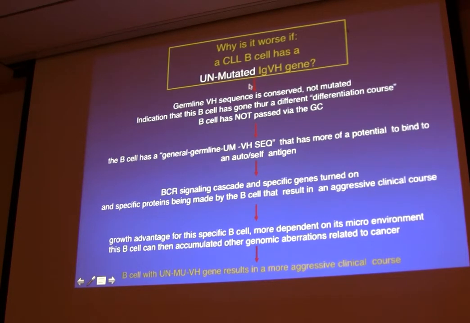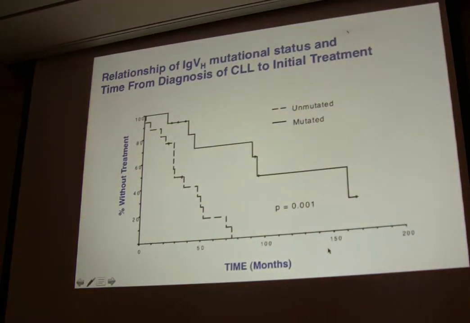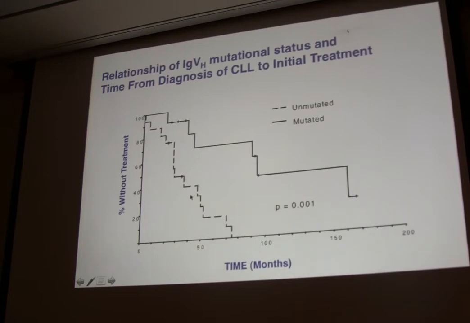Again, it goes towards ZAP-70 positive and so on. And it's all involved in the prognosis of the patient. So hopefully you understand a little better why this happens clinically.